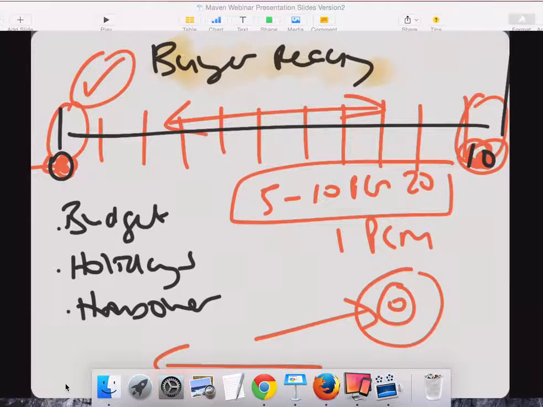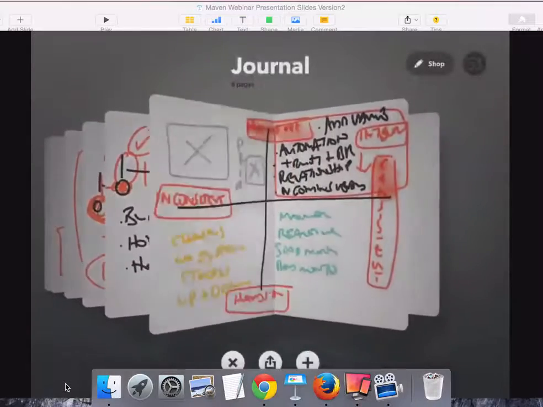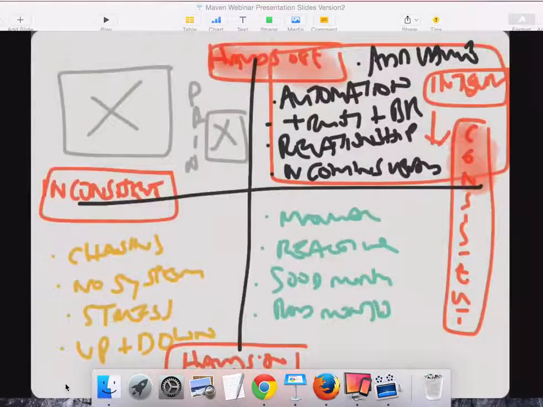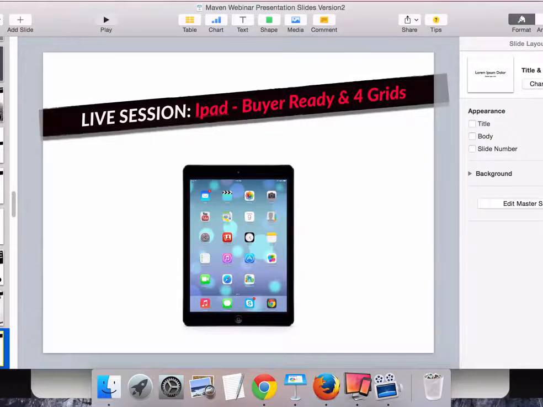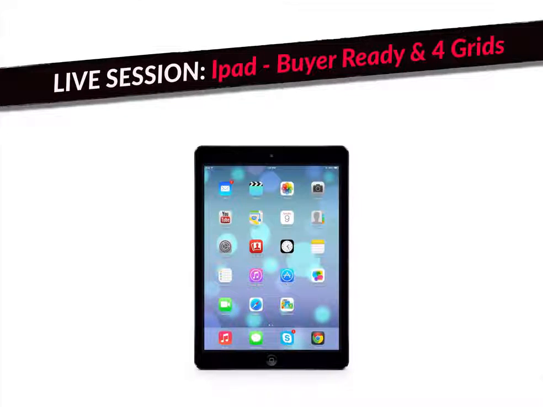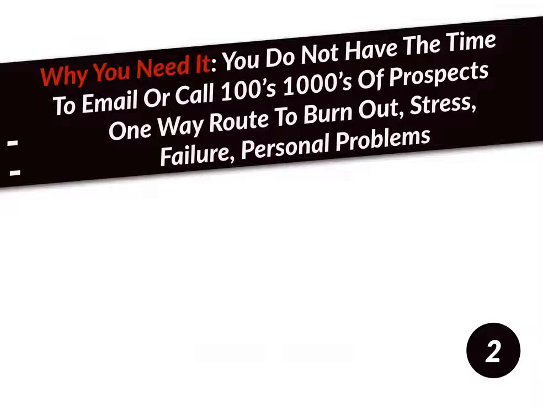So that's where we want to be focusing our time. We want to be focusing on building relationships, getting transference of trust, incoming leads. We want to be doing that through the top right hand side. That's where you want to be spending your time. This is where the Holy Grail is. Does that make sense? I'll type in the box. Just let me know if that makes sense. Now the reason why you need it is this. You don't have the time to email or call hundreds, thousands of prospects every time you need to be bringing on new clients.